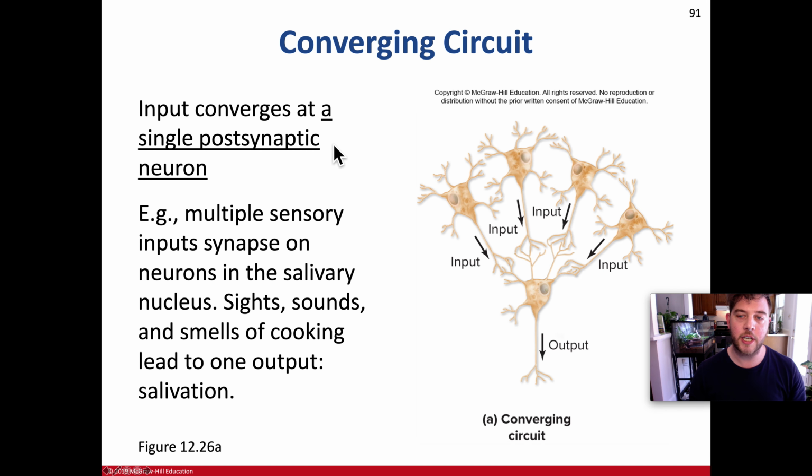For the converging circuit, it's exactly what you think. Multiple inputs converge on a single postsynaptic neuron. So you have all these different sources of input and then one source of output. The example it gives is multisensory input to neurons in the salivary nucleus. Sights, sounds, and smells of cooking lead to one output, salivation.